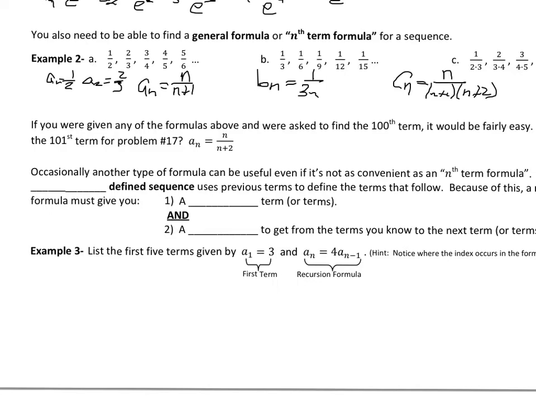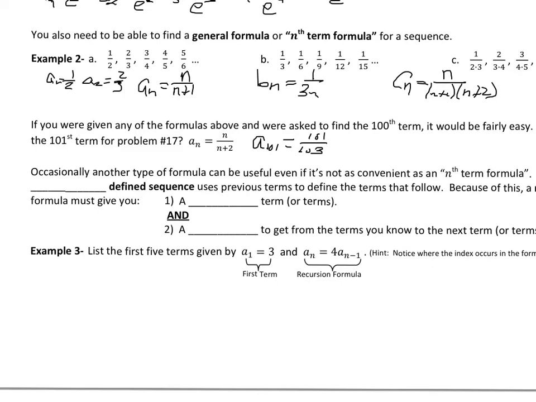So let's continue on. If you were given any of the formulas above and were asked to find the 100th term, it would be fairly simple. Correct? So what is the 101st term for problem 17? In other words, I want A sub 101. And that's 101 over 103, right? Easy. So to find any term with those kinds of formulas is pretty simple.